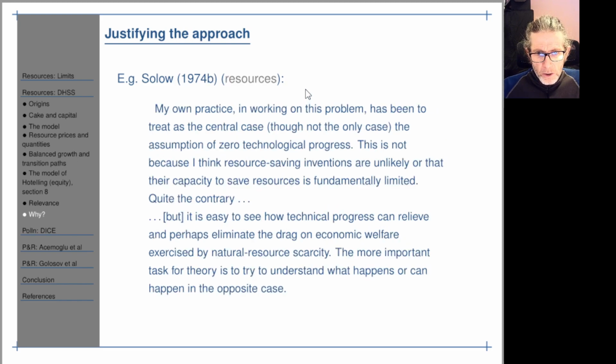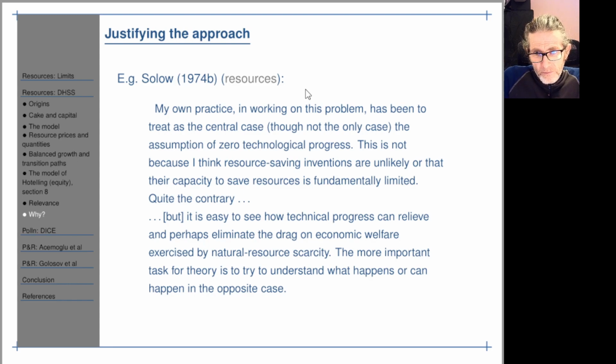Here's another quote. "My own practice in working on this problem has been to treat as the central case zero technological progress. Not because there is no technological progress, but because it's easy to see how technological progress can relieve the drag on economic welfare exercised by natural resource scarcity. The more important task for theory is to try to understand what happens in the opposite case."